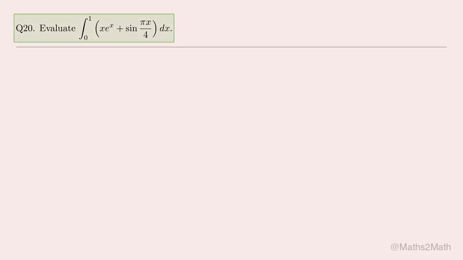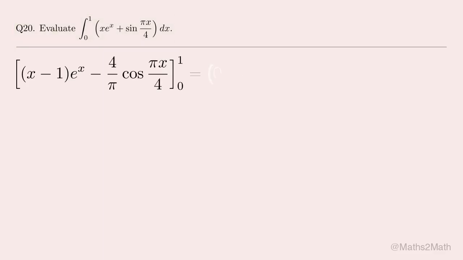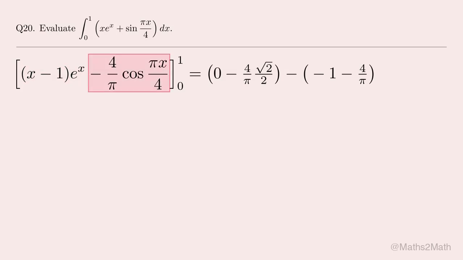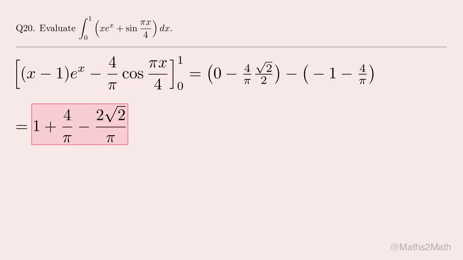Question 20. By parts on the first piece, a scaled cosine on the second. The xe to the x part evaluates to exactly 1. Xe to the x integrates to x minus 1 times e to the x, giving 1 across 0 to 1. The sine gives the cosine bracket. Collect 1 plus 4 over pi minus 2 root 2 over pi.